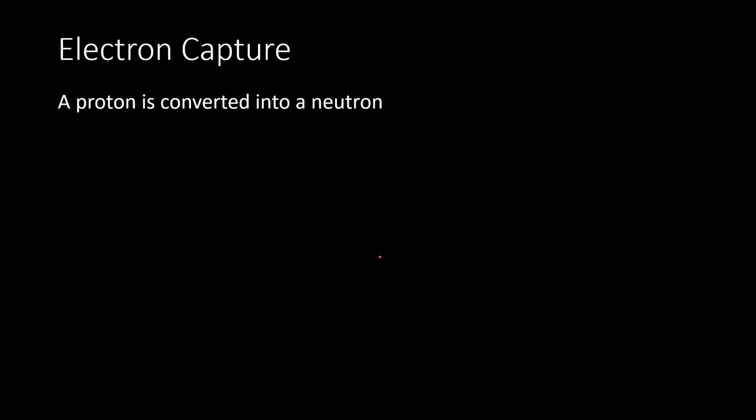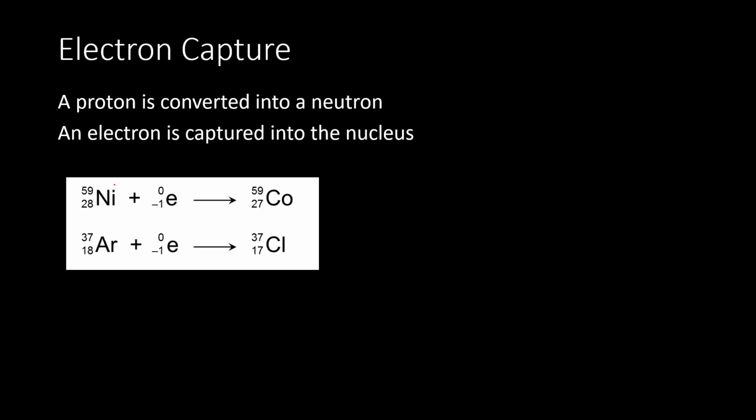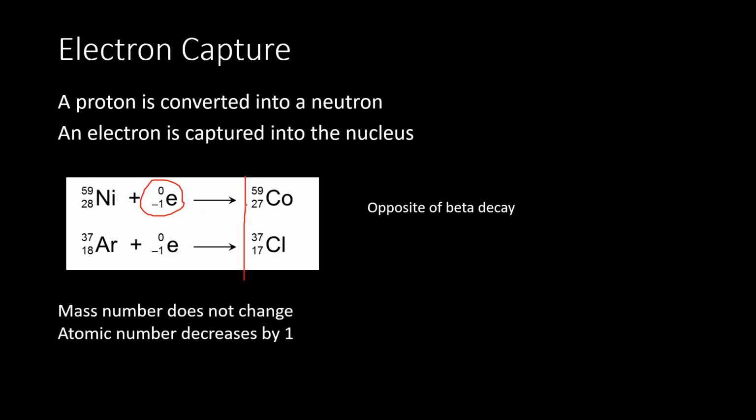Sometimes a proton is converted into a neutron when an electron is captured into the nucleus. So the nucleus has gained an electron. Its atomic mass does not change, while the atomic number decreases by 1. And on both sides, atomic mass and atomic number are conserved. This is the opposite of beta decay, because in beta decay, a nucleus loses an electron. In electron capture, it gains an electron. Atomic mass, like in beta decay, doesn't change. However, atomic number decreases by 1.